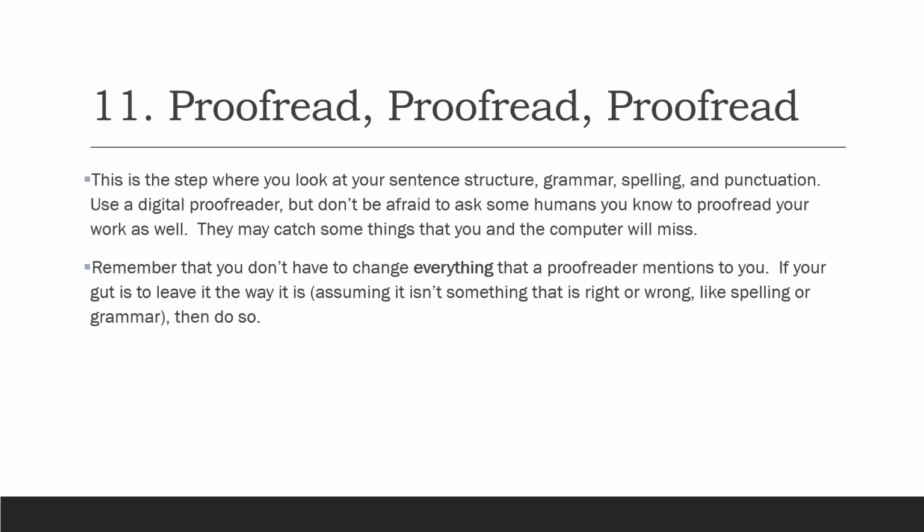And after that, we're going to proofread. This is the step where we look at our sentence structure, our grammar, our spelling, and punctuation. We can use a digital proofreader, but don't be afraid to ask some humans that you know to proofread your work as well. They may catch some things that you and the computer will miss.